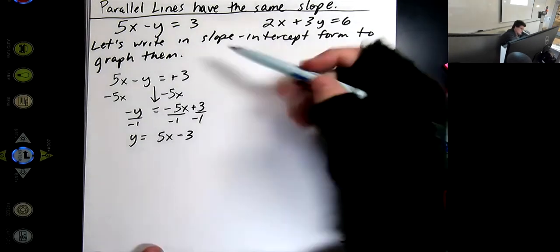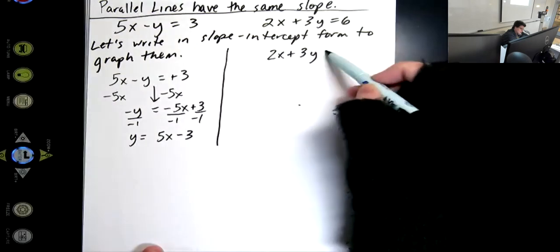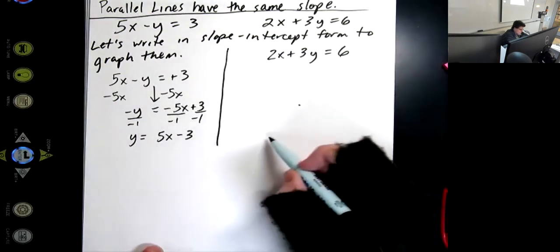Why don't you guys try doing the 2x plus 3y equals 6 and we'll do it together in a couple minutes. Write this where y equals so and so.